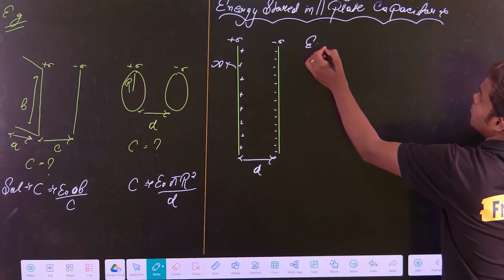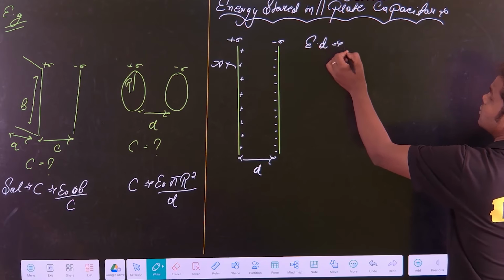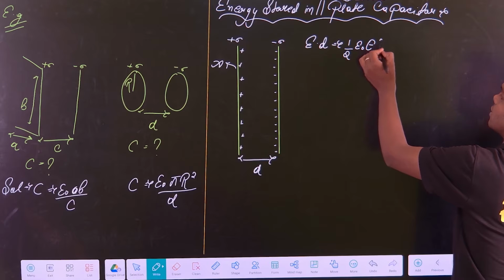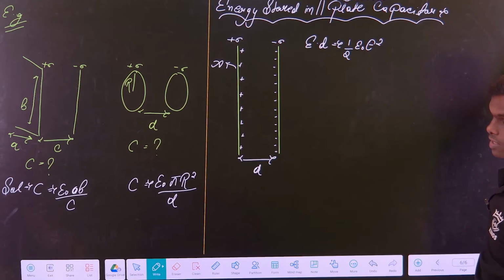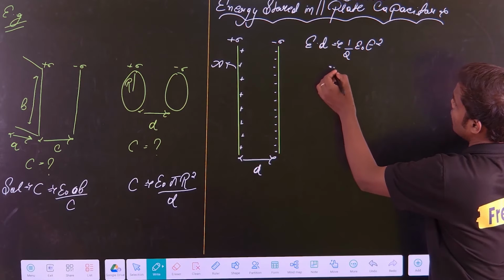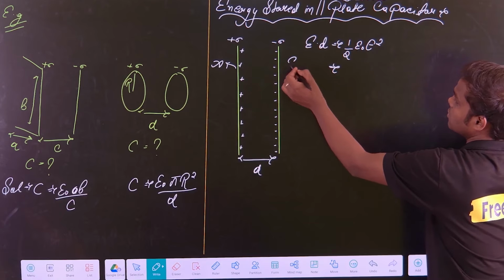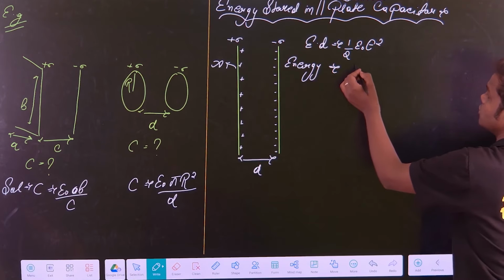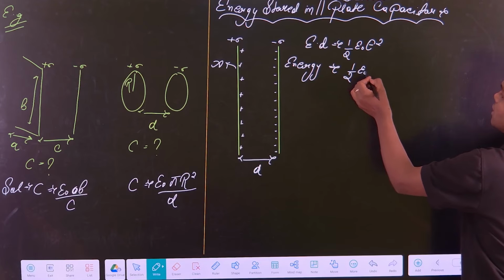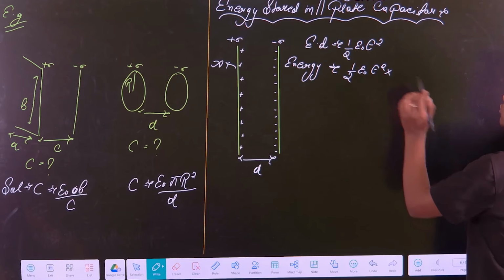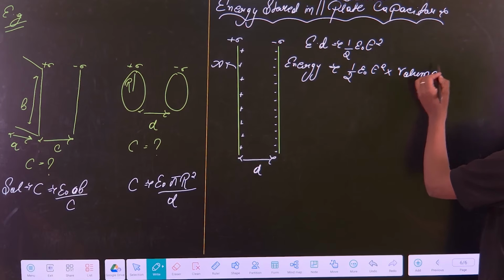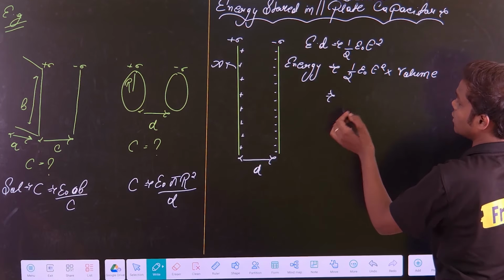If you remember, we have talked about something called energy density. What is energy density? Half epsilon naught into E square. That is the formula we have derived, correct? Can you tell me, if I want to calculate the energy, what is energy? Energy will be half epsilon naught E square into volume. That will be my energy, correct? So let us put this value and calculate it.